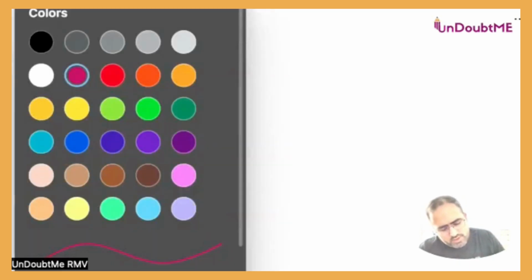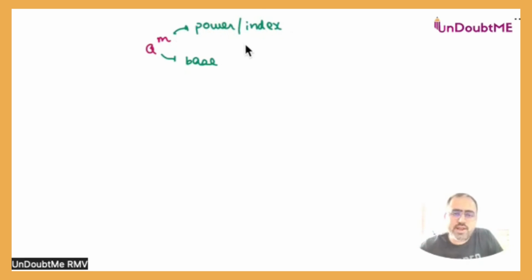What are indices? Let's say I'm writing any base raised to some power. This is called exponent form, where this is called the base and this is called the power. Power is also referred to as index, and the plural of index is indices. When we are dealing with numbers having some powers, we call that indices.